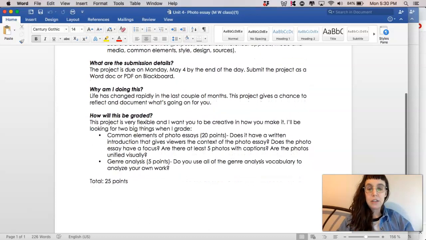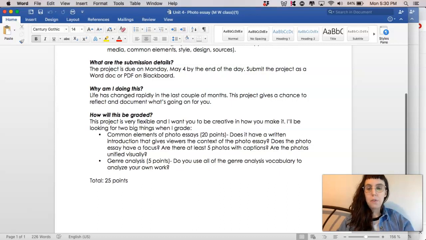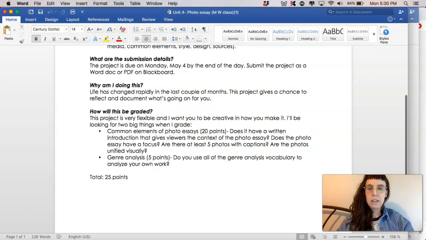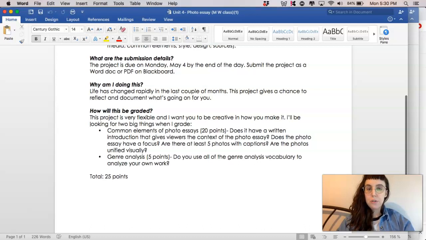Submission details. This is different for Monday, Wednesday people versus Tuesday people. So for the Monday people, the project's due on Monday, May 4th. By the end of the day, submit the project as a Word doc or PDF on Blackboard. If you're in the Tuesday class, it's due on Tuesday, May 5th. All right.